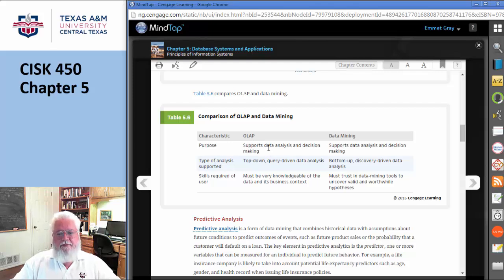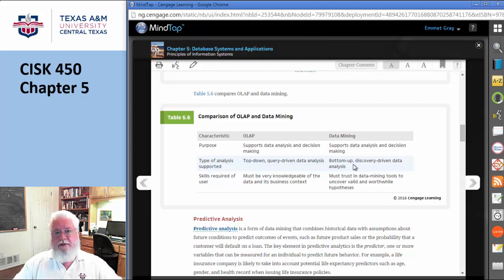So OLAP supports data analysis and decision making. Okay, well, data mining kind of sort of does the same thing. This is a top-down, query-driven data analysis. In other words, someone who really knows what's going on is going in there saying, I assume that this relationship exists. Now I want to see it.